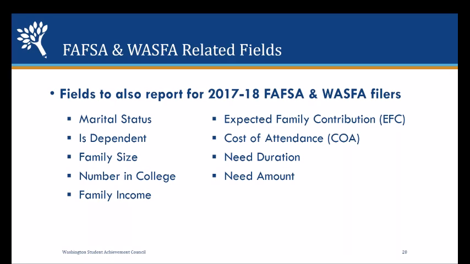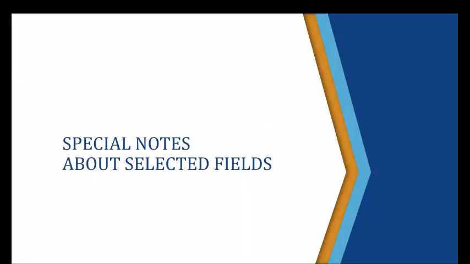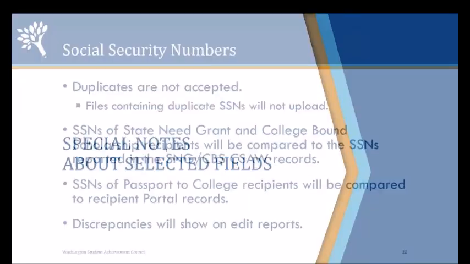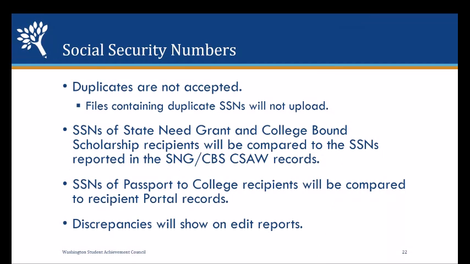Marital status, is the student dependent or independent? Family size, number in college, family income, expected family contribution, cost of attendance, need duration, and need amount. We're going to talk a little about the special notes in selected fields.